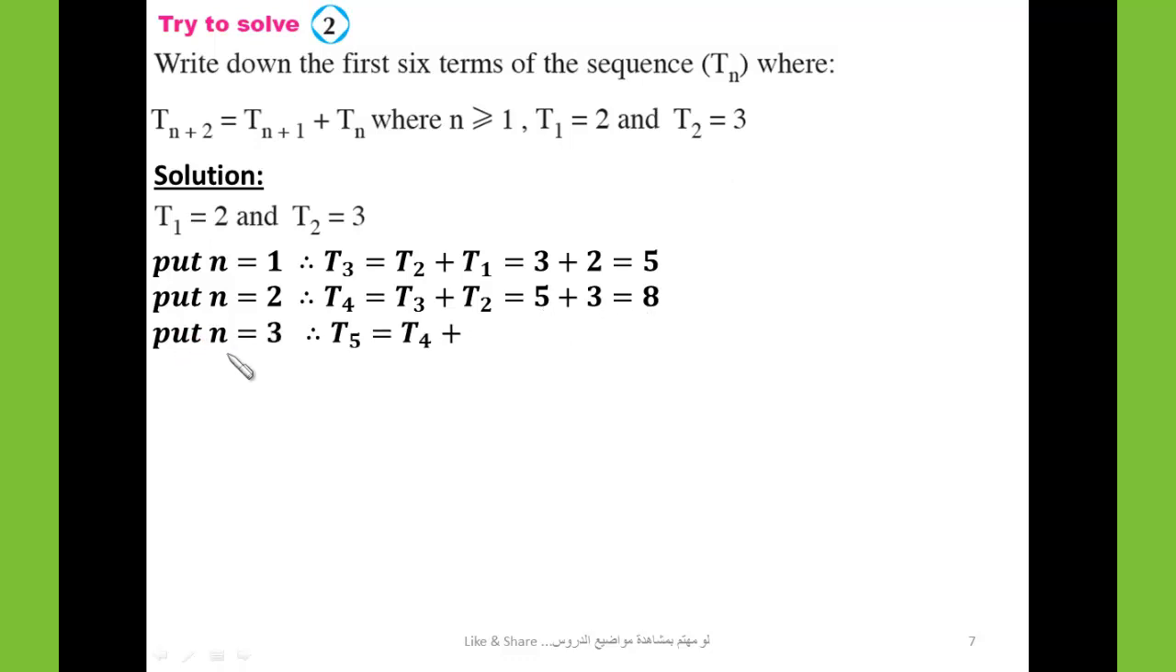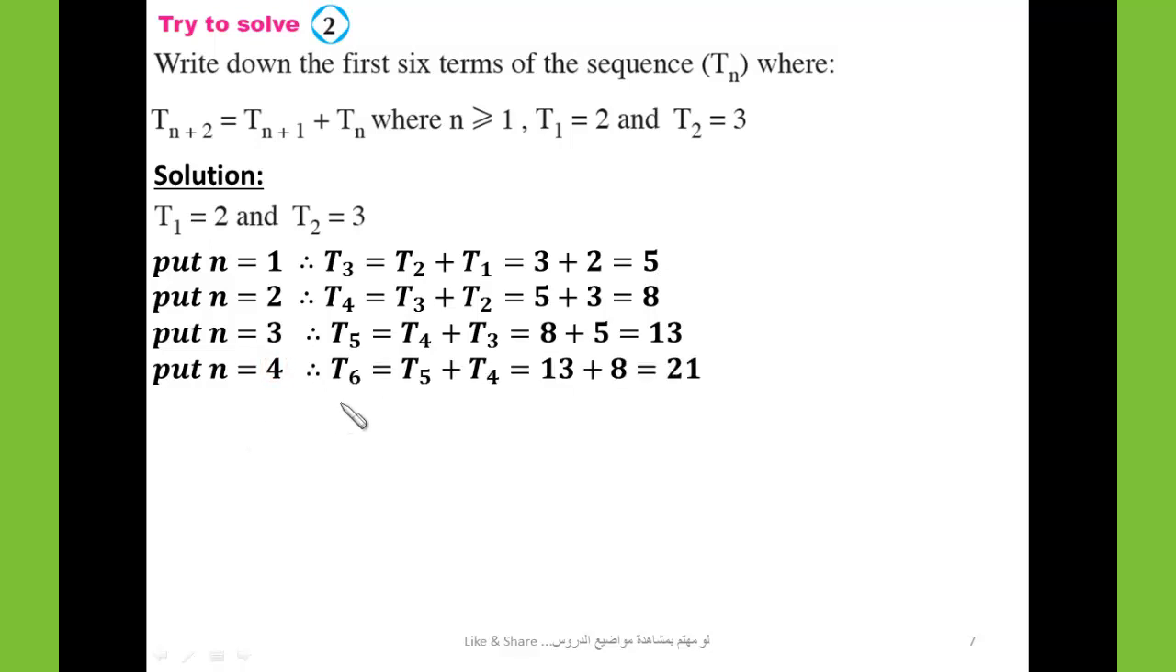Now put n equal 3. 3 plus 2 equals 5, 3 plus 1 equals 4, so T5 equals T4 plus T3. What's the value of T4? T4 equals 8, and T3 equals 5. So 8 plus 5 equals 13. Now put n equals 4.